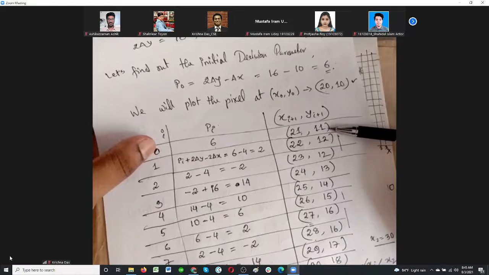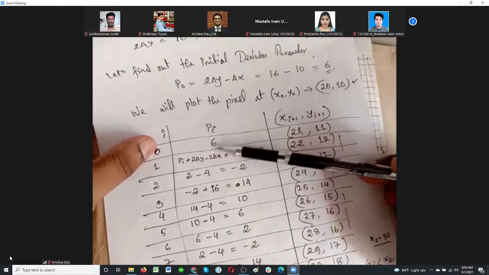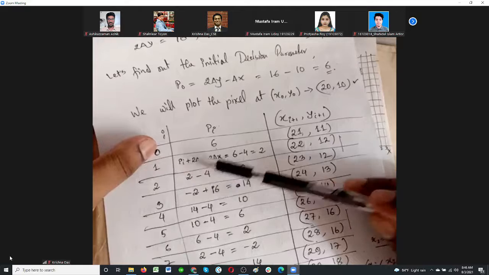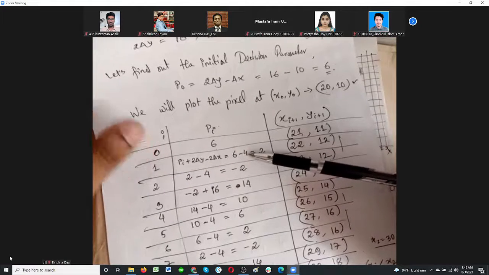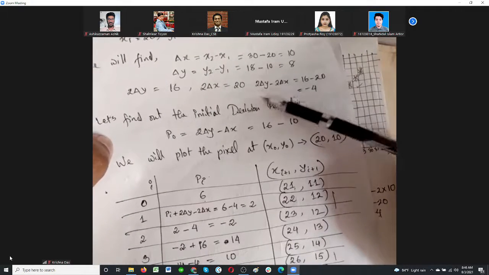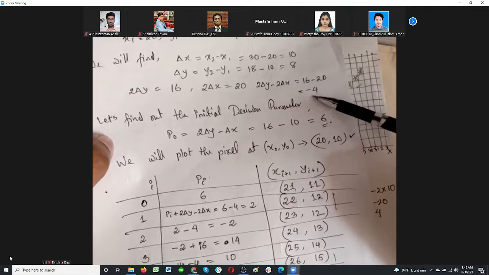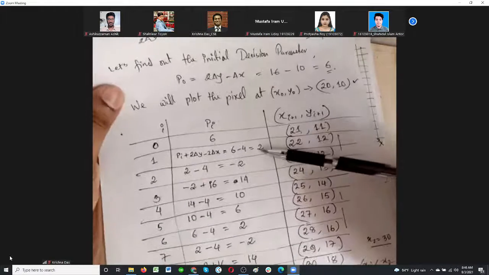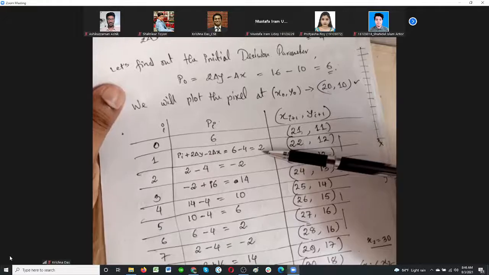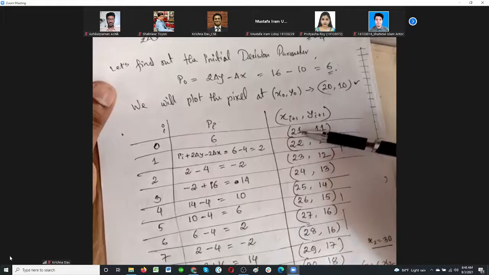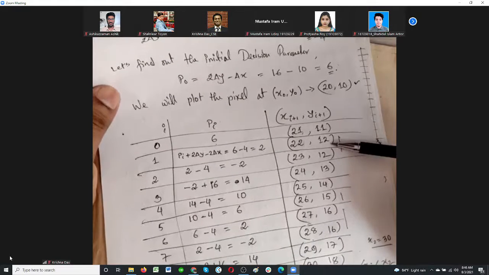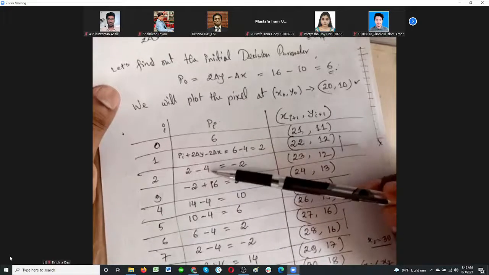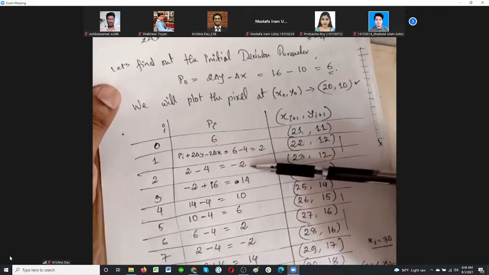At the same moment, we find the decision parameter: the previous decision parameter plus 2 del y minus 2 del x, as it is positive. So 6 and minus 4, where we got minus 4 from the calculation earlier, that 2 del y minus 2 del x is minus 4. So we get 2, and the 2 is again positive, so 21 becomes 22, 11 becomes 12, and the decision parameter will be 2 minus 4, the same process, and then we get minus 2.